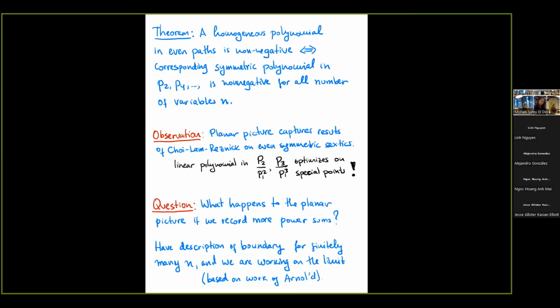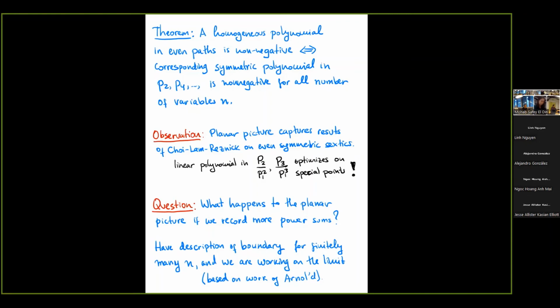And so, just to summarize the results of Choi, Lam and Reznick, they say that understanding non-negativity of this polynomial, some number times P1 cubed plus some number times P1 P2 plus some number times P3, you can do it by testing at finitely many points if you have a finite number of variables. And you can see it exactly from this picture because a polynomial like this is exactly a linear polynomial in these variables: 1, P2 divided by P1 squared, P3 divided by P1 cubed.